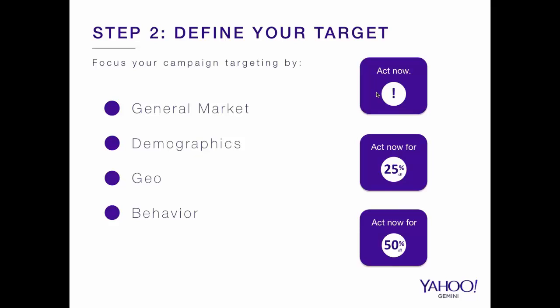If you look at the top one, it says act now. It's basically appealing to anyone. The one on the bottom says act now for 50% off. Without talking about the rest of the ad, I'm just speaking to these calls to action right now. That would generally appeal to someone on a budget, right? 50% off is a pretty good deal. The one in the middle, 25% off, probably has the widest range. It'll probably reach the most amount of people.